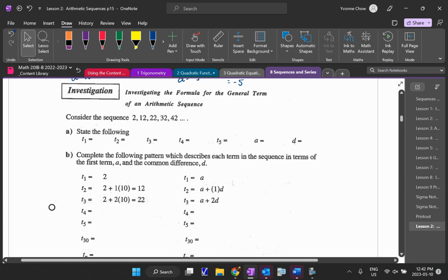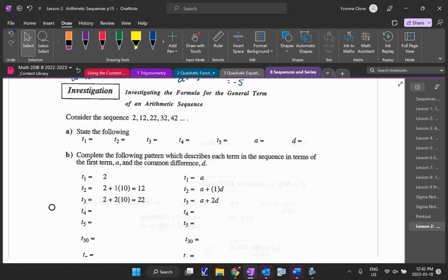Let's take a look at this little investigation. This is what we're going to use to develop the general term of an arithmetic sequence. Take the arithmetic sequence 2, 12, 22, 32, 42. With this terminology, we have T1, term 1, which is 2 in the first place. Term 2 is 12, term 3 in the third spot is 22, term 4 is 32, term 5 is 42, and A, which is the same as T1, is once again 2, and our common difference is 10, as we are adding 10 each time.